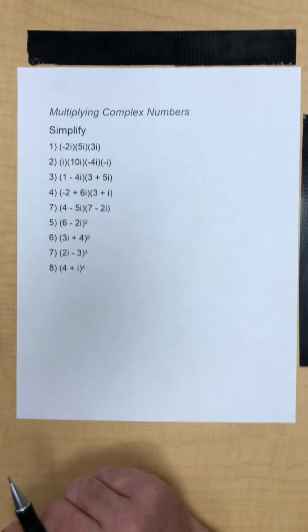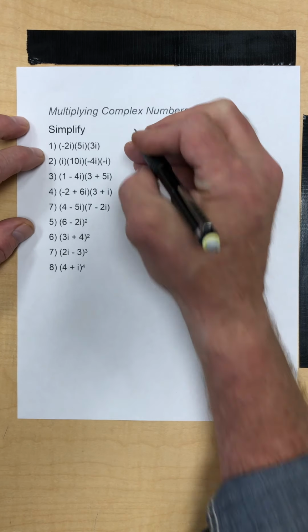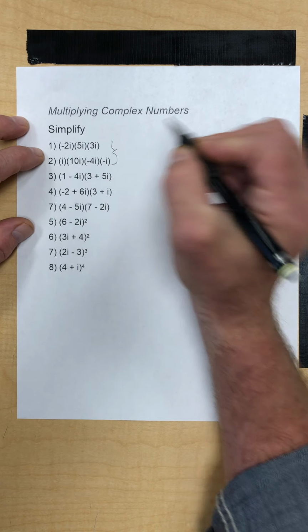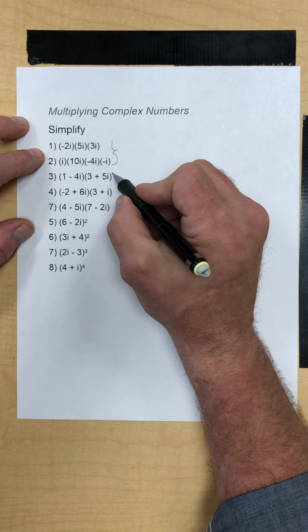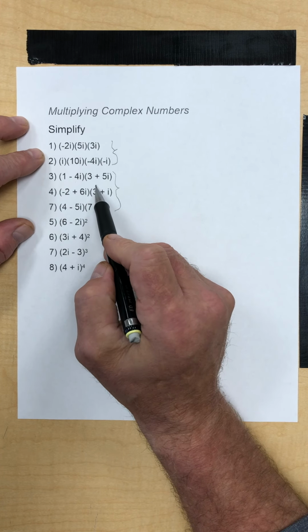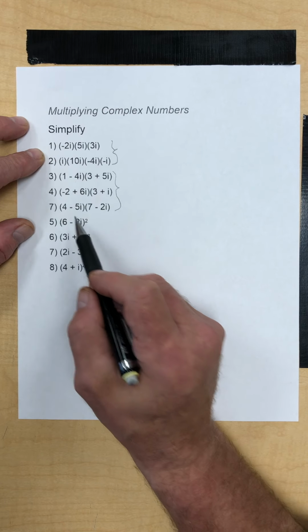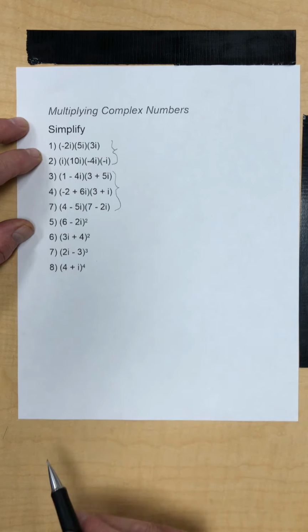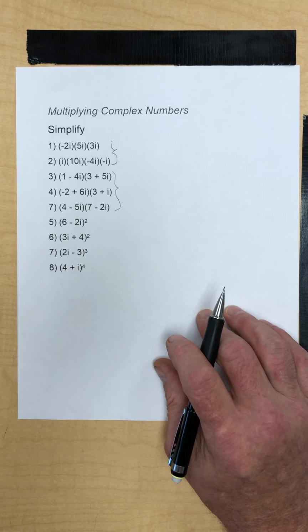Just some basic simplification problems. Looks like these top two are real similar. Looks like we just got to multiply a whole bunch of monomials together. And then we look here. Okay, well that's a binomial and that's a binomial, so that's FOIL method. Binomial, binomial, FOIL method. Okay, so we'll start with those and we'll talk a little bit more before we get down here.